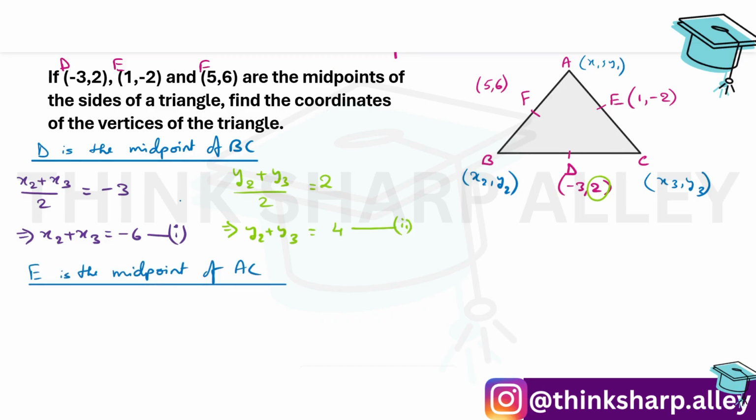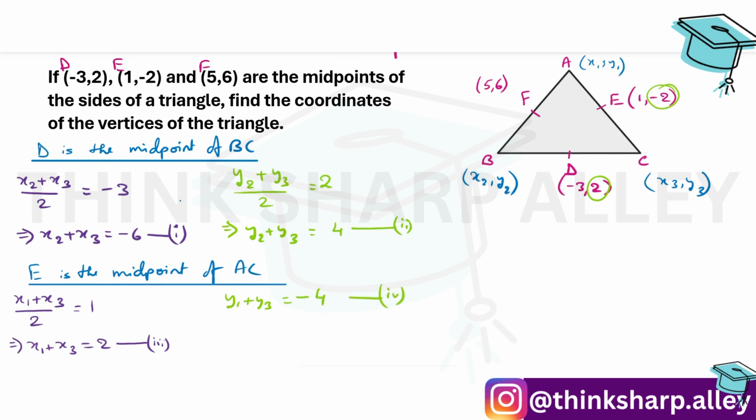E is the midpoint of AC, so x1 plus x3 by 2 equals 1. That is x1 plus x3 equal to 2. That's equation 3. And similarly, I'll get y1 plus y3 as 2 times minus 2. So that is minus 4. And that will become equation 4.